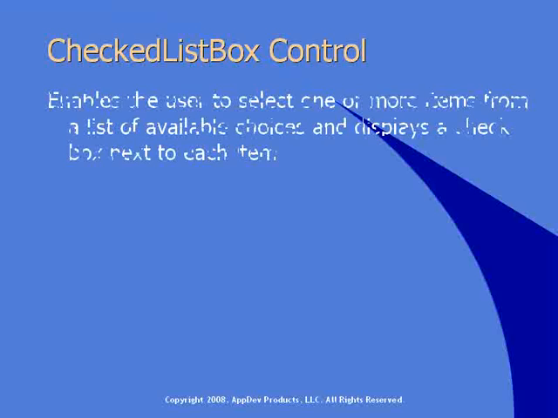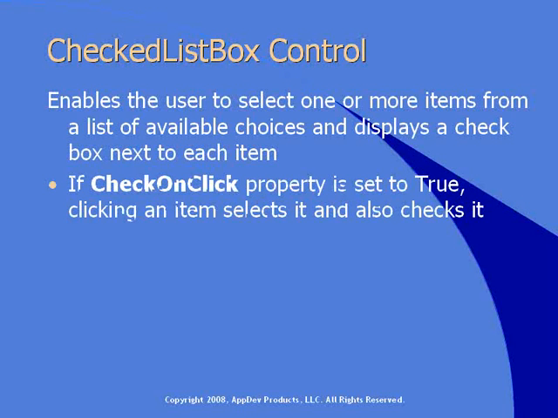The checked list box control is a special case of the list box. Like the list box, it enables the user to select one or more items from a list of choices, but it differs in that it displays a checkbox next to each item. Now if you want, there can be a difference between selecting an item and checking it. Or it can be the same thing, and that is controlled by the check on click property. If that's set to true, then clicking an item not only selects it, but also checks it.